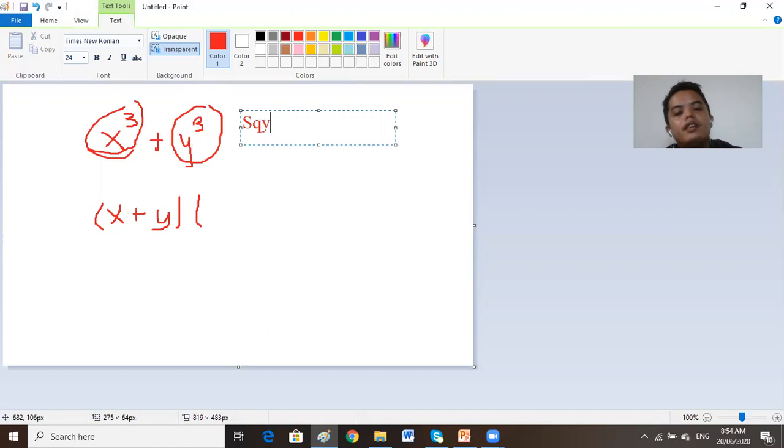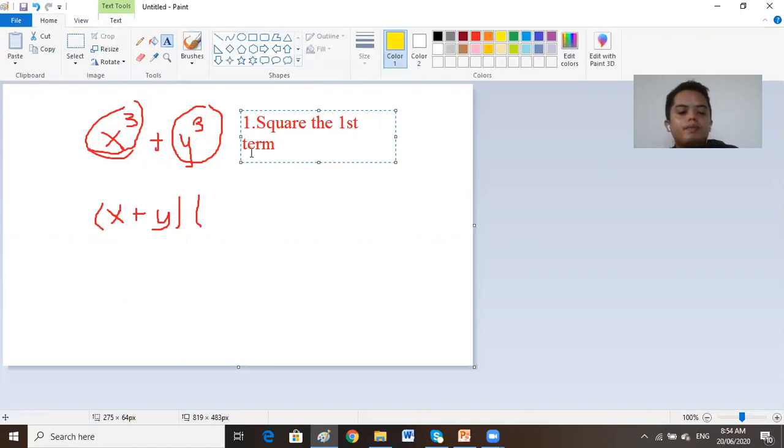Then the first rule is to square the first term. So this is the first step. Square the first term. This is your first term, okay, so the first term is x. So square the first term. What is the square of x? That is x squared.